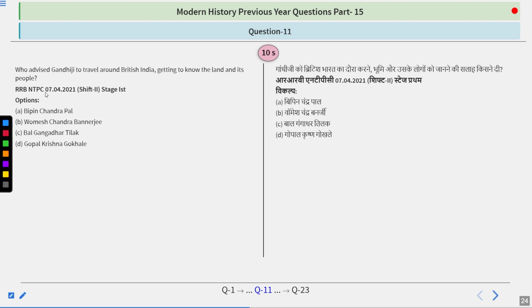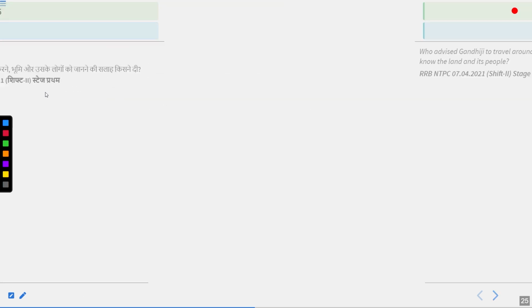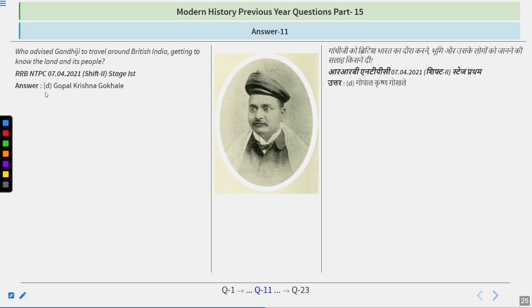Who advised Gandhiji to travel around British India, getting to know the land and its people? Options are Bipin Chandra Pal, Surendranath Banerjee, Bal Gangadhar Tilak, and Gopal Krishna Gokhale. So think about it, guys. And I guess the answer you are looking for is quite in front of you. So the answer is Gopal Krishna Gokhale.